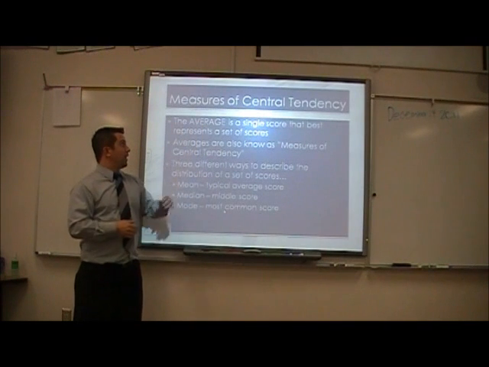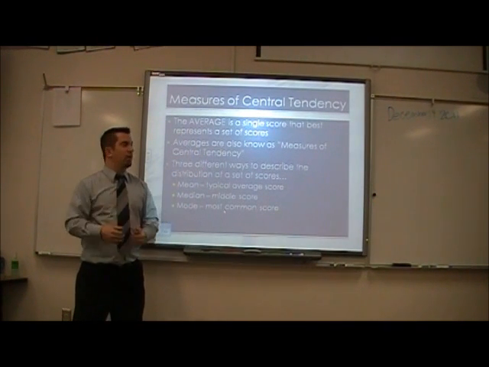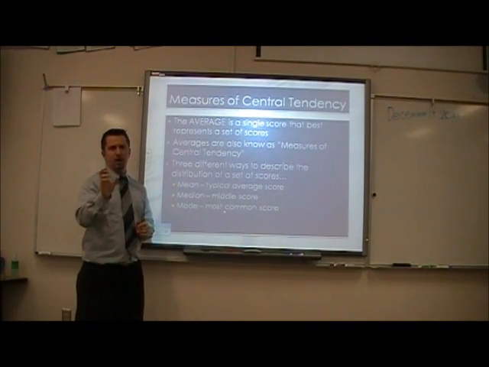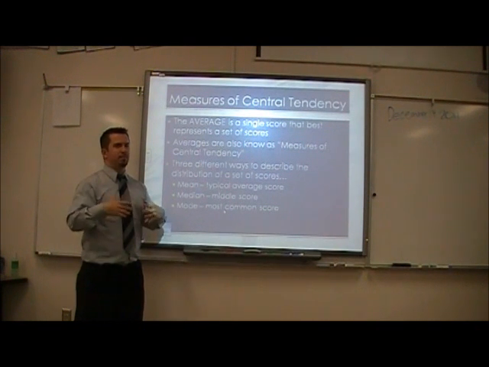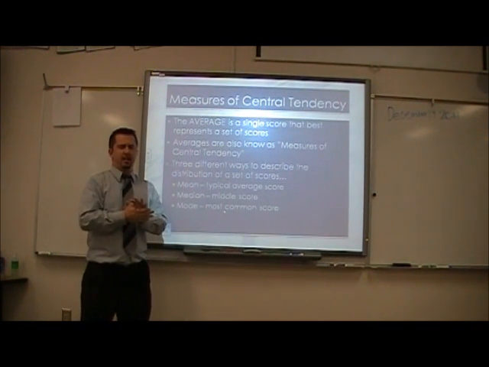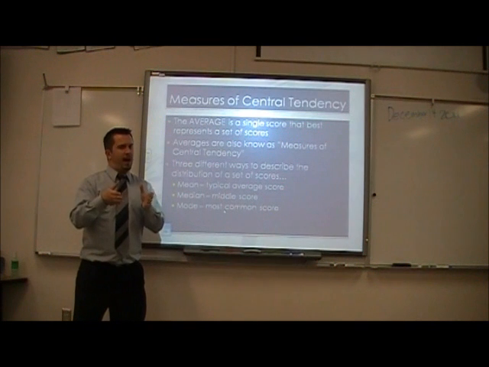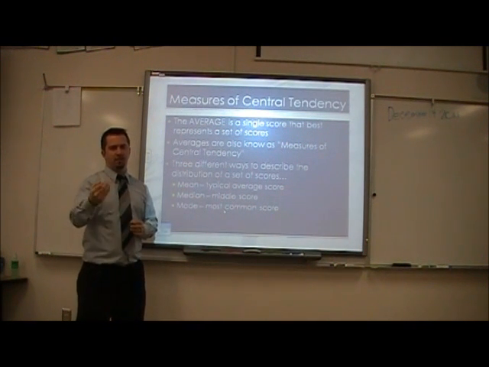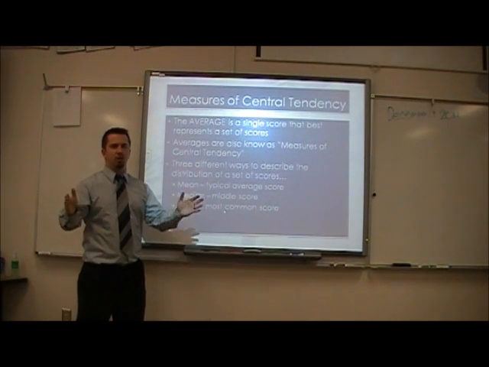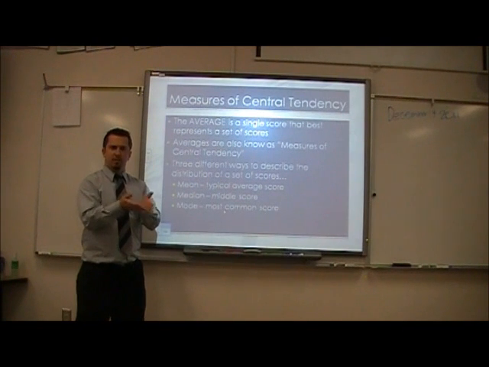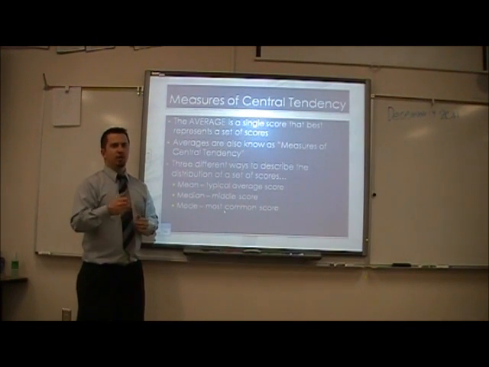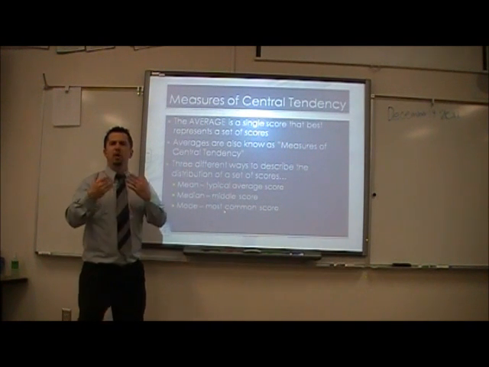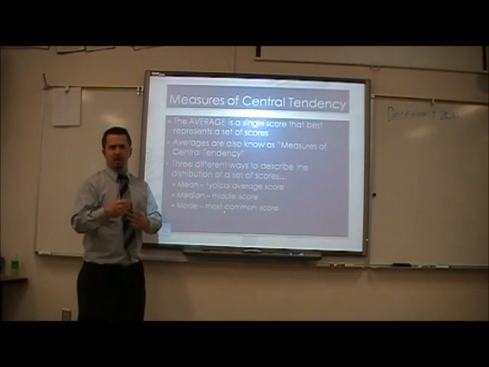Alright, so we start out: average is a single score that best describes the data set. So think of this, you have a class of 30 kids. Their average score for the test is 75. What that's saying is if you take all your scores, add them up, and divide by the 30 that you have, you'll get a 75% average, or best representation of how your class did on a test.